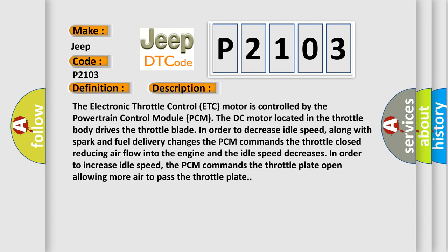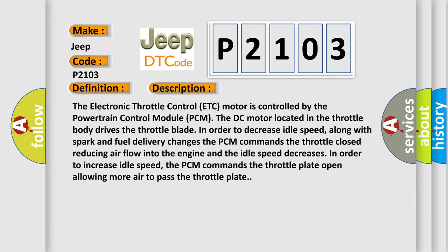The electronic throttle control ETC motor is controlled by the powertrain control module PCM. The DC motor located in the throttle body drives the throttle blade, along with spark and fuel delivery changes, in order to decrease idle speed. The PCM commands the throttle closed, reducing airflow into the engine, and the idle speed decreases. To increase idle speed, the PCM commands the throttle plate open, allowing more air to pass the throttle plate.